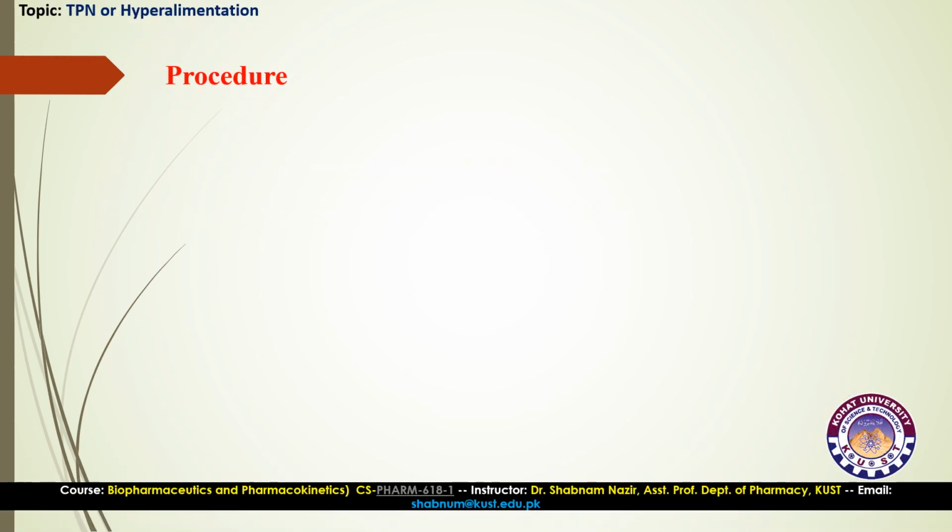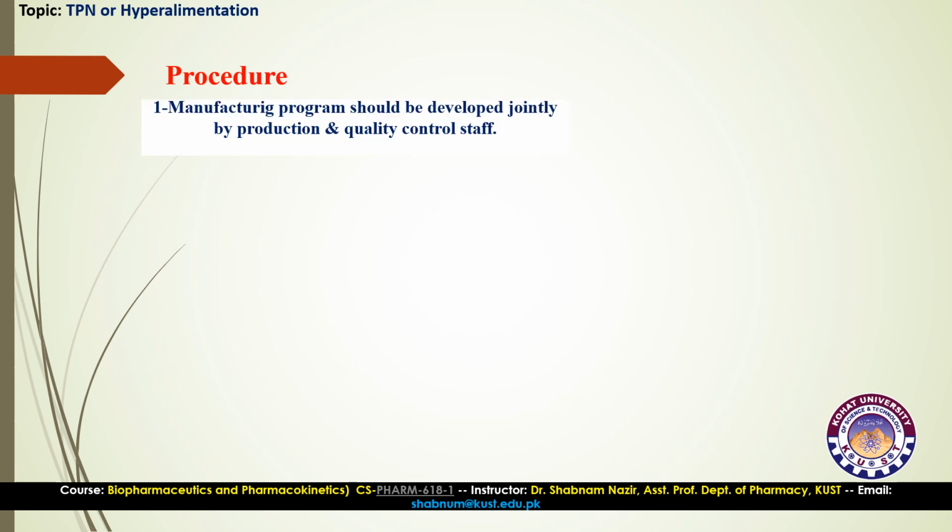Procedure to prepare TPN or hyperalimentation. There should be a proper manufacturing program which is developed by the joint efforts of production and quality control staff. Production staff will prepare all those methods which are adopted to prepare TPN, while quality control staff will develop those methods which are used for testing these preparations.